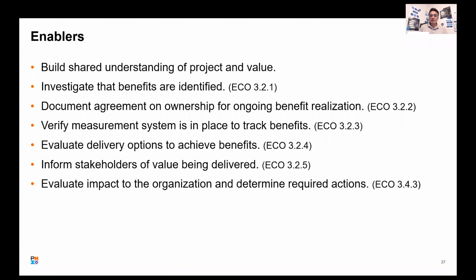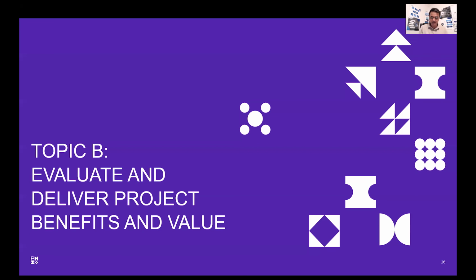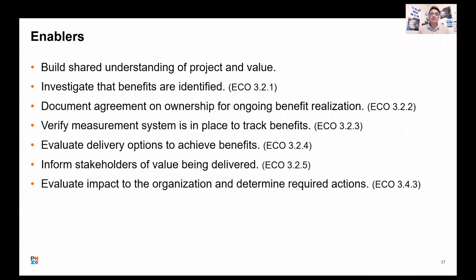Okay. This is an important topic. I think I asked you to read it, but we're going to talk about it. Evaluate and deliver project benefit and value. How many of you are familiar with the concept of benefit realization? What is benefit realization? This is becoming a very big thing now.